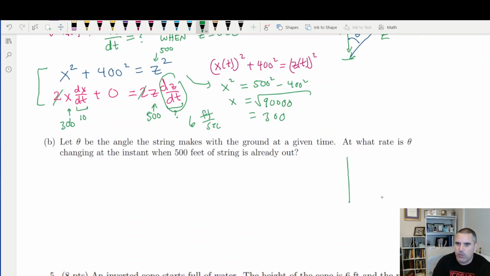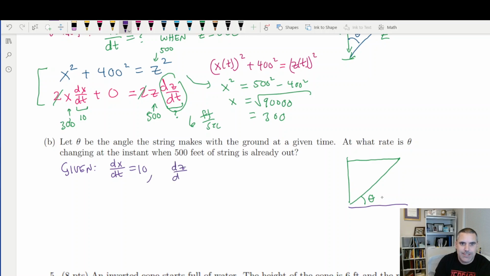At this point we've already put in the hard work. We need to label the angle it makes with the ground. So that's important, we read that carefully. And we have a ton of stuff we're given. What we know is dx dt is always 10. We now know that dz dt is 6 when z is 500. And we also know that x is 300 there. So we got a lot of stuff we know. And this is x and this is z.